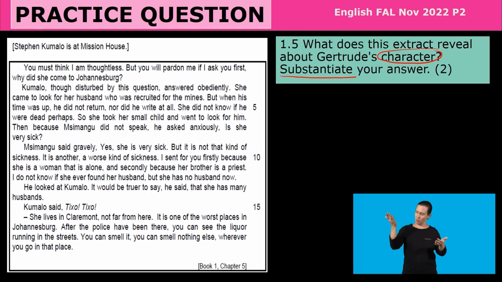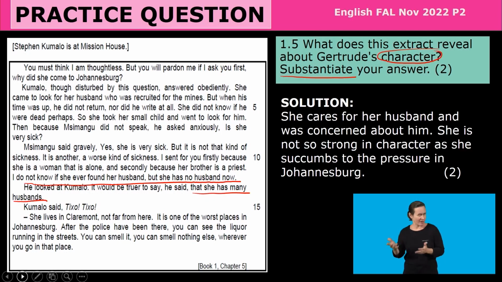And if you read your answer carefully, remember it says there, she does not find a husband, all right? She has no husband now, okay? But he also says that she has many husbands, which means that something is twisted about why Gertrude came, all right, and what she has turned out to be. The solution says, so her character is that she does care for her husband. She was concerned about him, all right? She wanted to find out, but where is he? Where is he disappeared to? So she has concern for her husband.